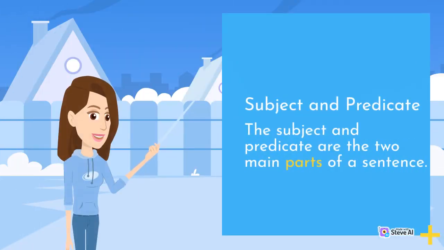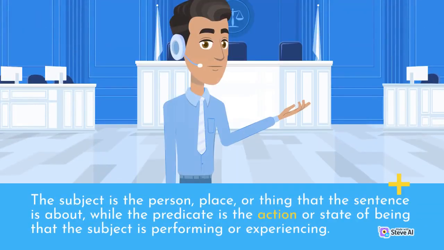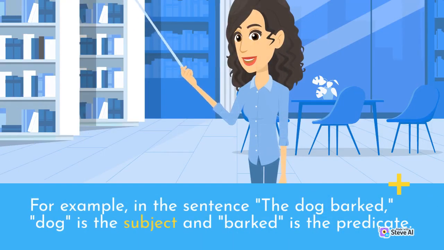Subject and predicate. The subject and predicate are the 2 main parts of a sentence. The subject is the person, place, or thing that the sentence is about, while the predicate is the action or state of being that the subject is performing or experiencing. For example, in the sentence "the dog barked," dog is the subject and barked is the predicate.